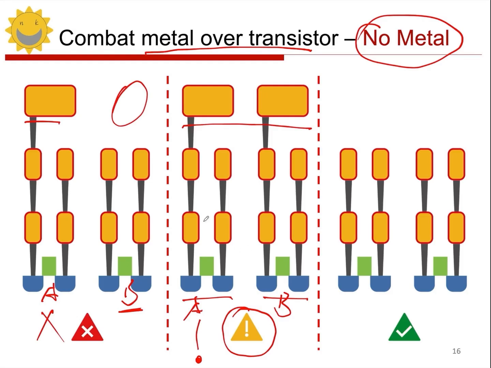So what is the most recommended option? The most recommended one is actually the third option. This is the most recommended one, and this is the third option. So what is it? It's called no metal, right? For both A and B, we don't draw any metal on top. In this way, both A and B won't block the hydrogen annealing process, or the hydrogen injection during annealing. This means that the characteristics of A and B are quite good, and also more consistent. So this is the best recommendation on how to solve the metal over transistor issue.